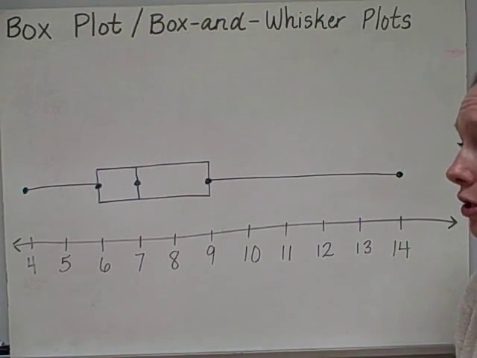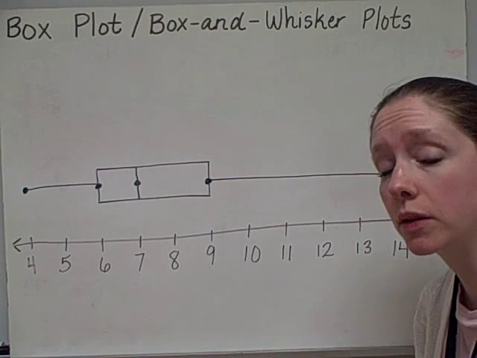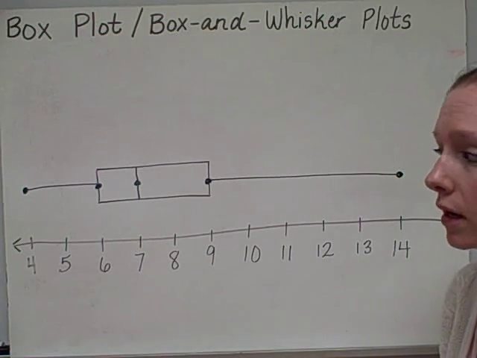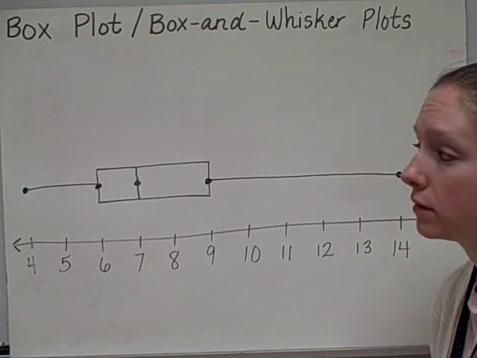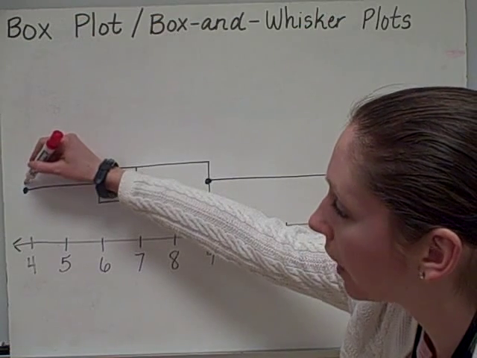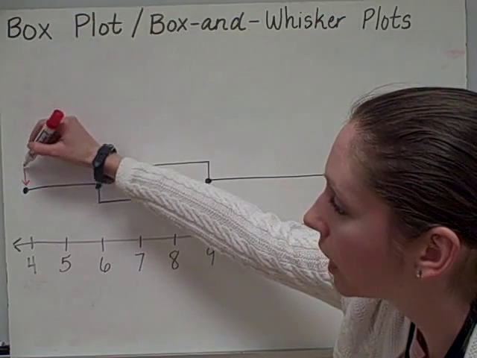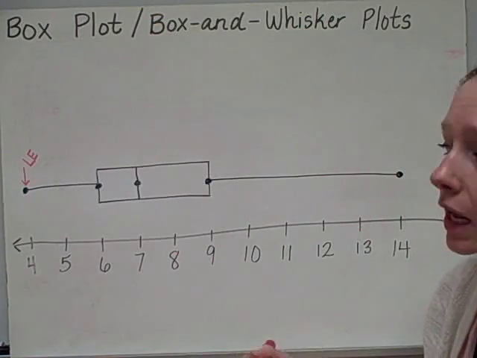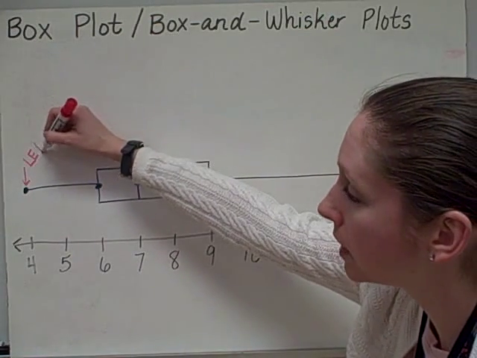The first part that we need to talk about, guys, with box and whisker plots is our vocab. There's labels that go with each of these dots, so let's label them first to know our vocabulary. This first dot is our lowest value, sometimes known as the LE, which stands for lower extreme, and sometimes it's known as the minimum.